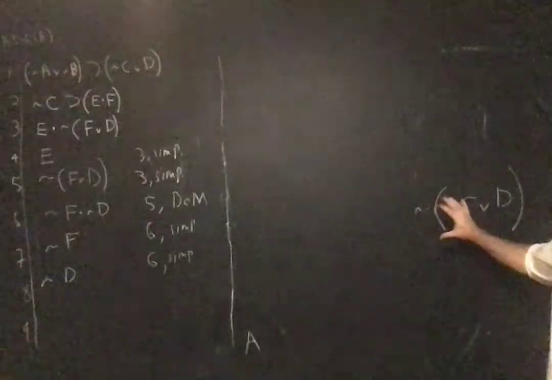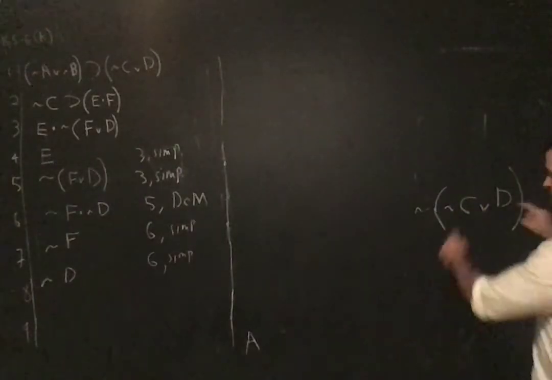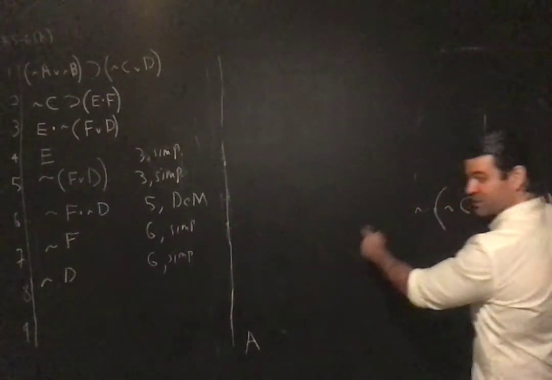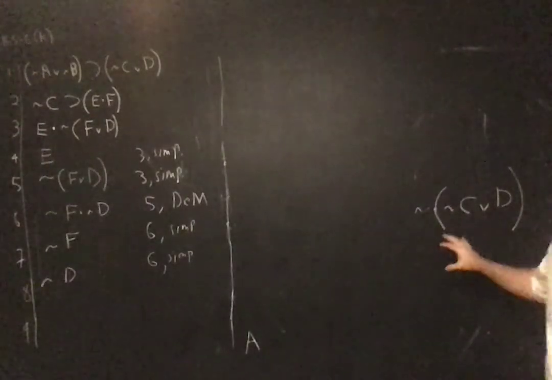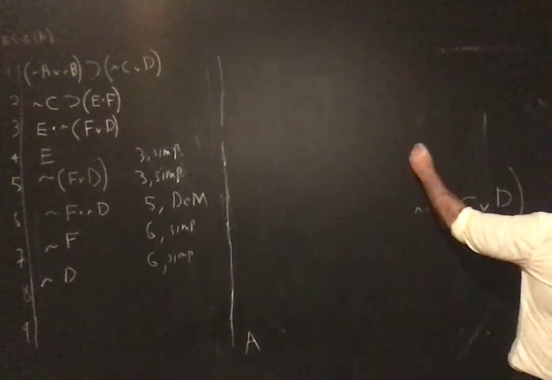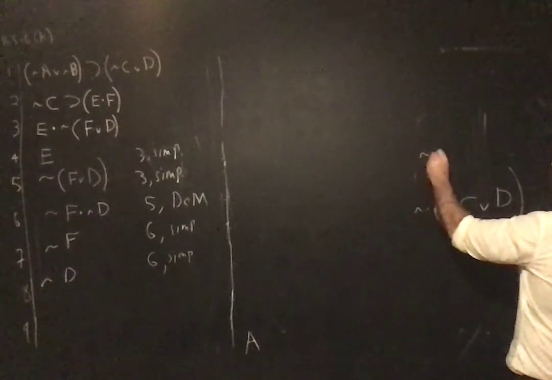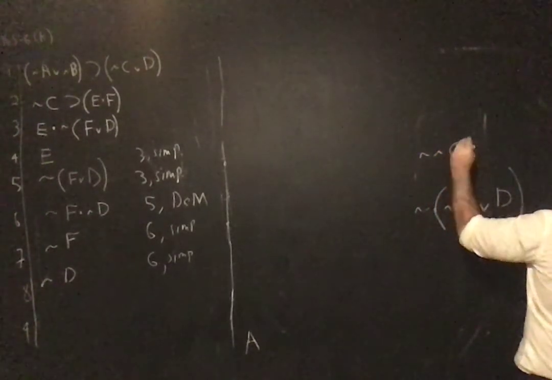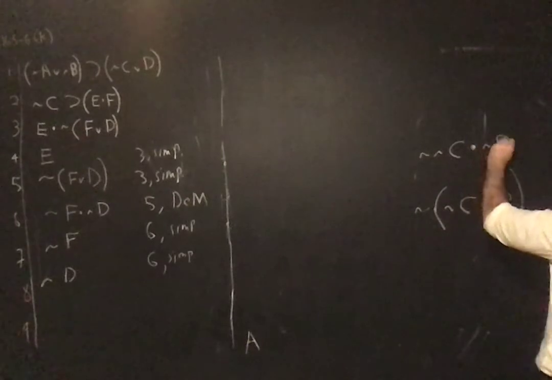So it doesn't appear anywhere else. It's not going to break off. It's not like this is a conjunct of a conjunction, in which case we can just simplify to get this. No. So we're going to have to work towards getting this. Okay, so what is this equivalent to? It's equivalent to, by De Morgan's, not C and not D. So what's the thought I have?